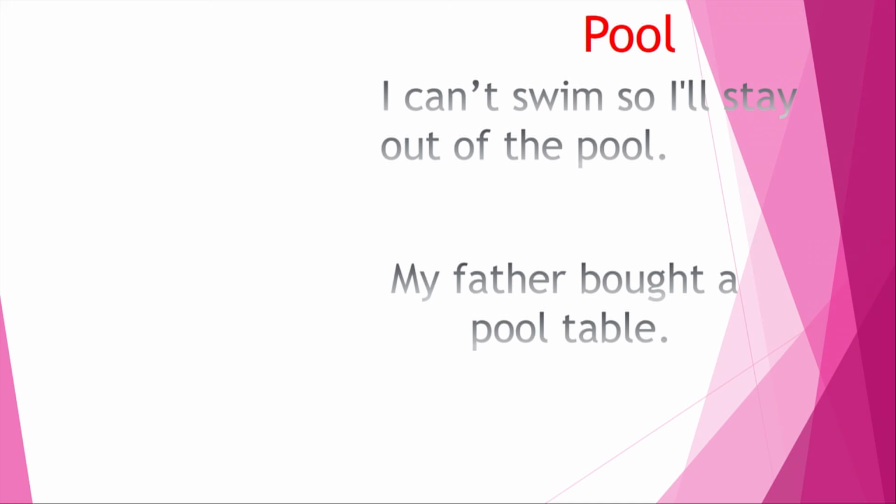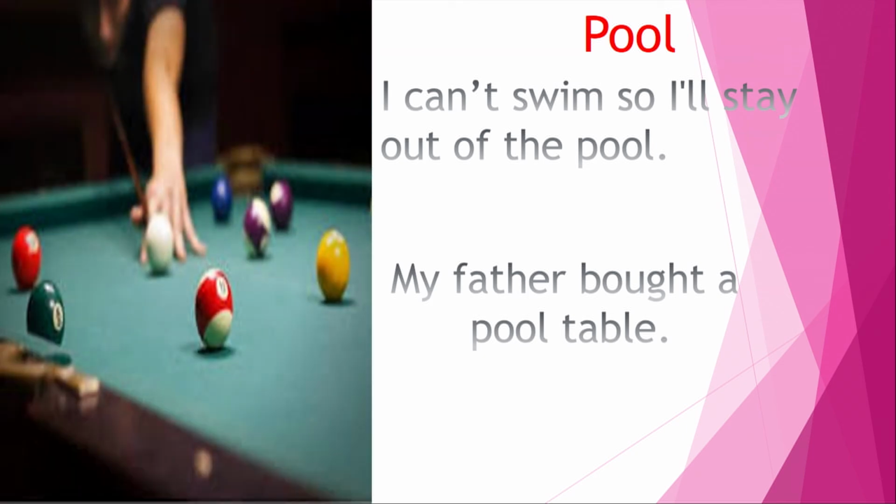First sentence would be, I can't swim, so I'll stay out of the pool. And the second sentence is, my father bought a pool table. So this is the kind of pool I want you to be referring to when you are picking which sentence you are actually going to use. And the wrong answer will float away. So see if you can think about which one they're referring to. Are they referring to the pool to swim or the pool game to play?